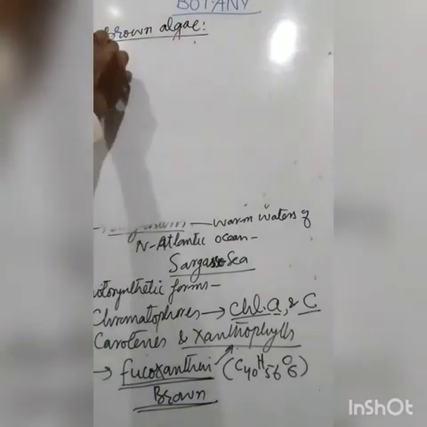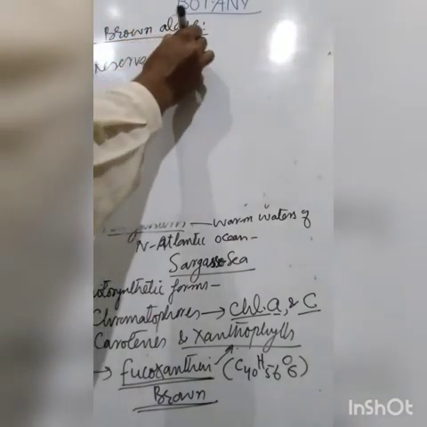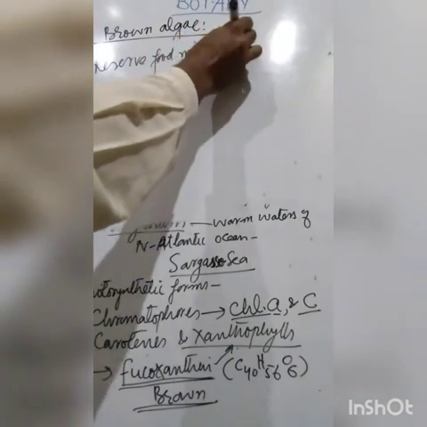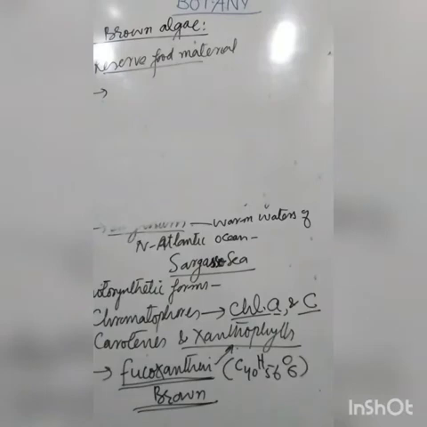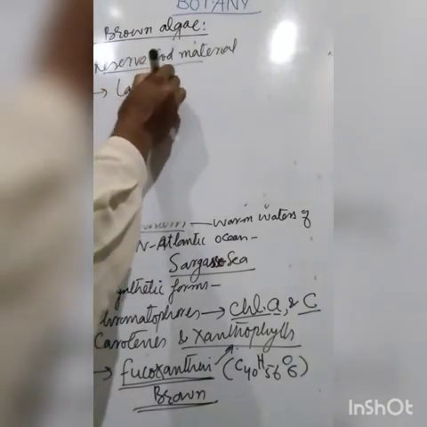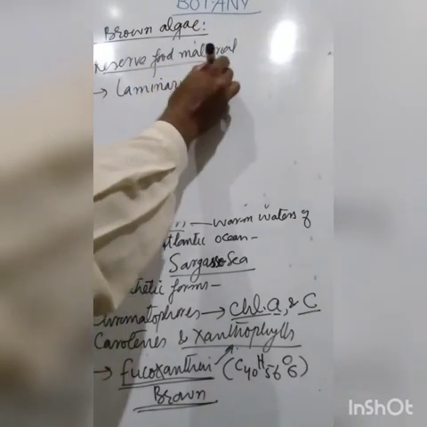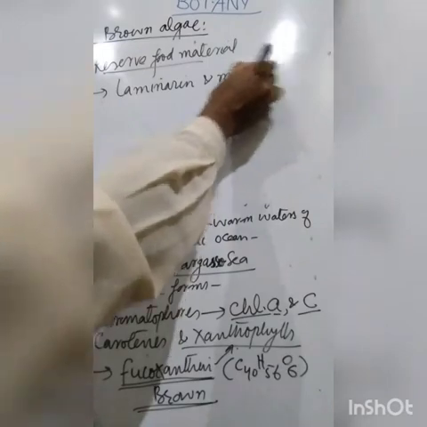And the reserve food material in case of these algae, you have to remember it. It is laminarin and mannitol. This is the reserve food material in brown algae.